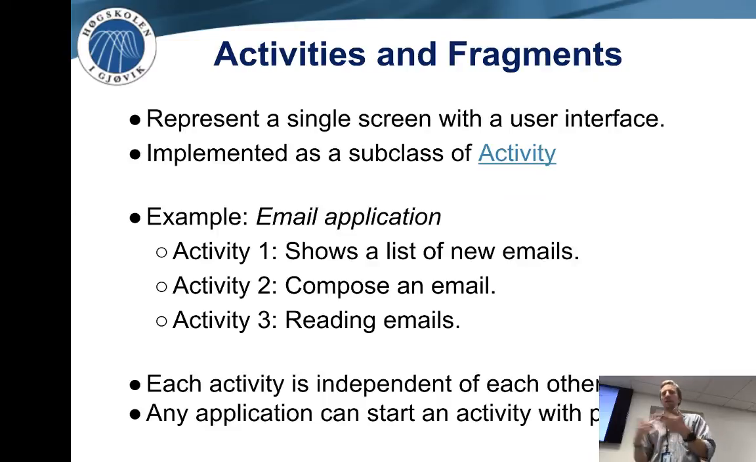So for example, in the email application, we have 3 activities here. One which shows the list of the emails that you have. The second one, which is the edit box, which allows you to type in the message. And then the third one, which shows you the email once you click on one of the emails from the list, so you can read it. So it's one thing at a time.